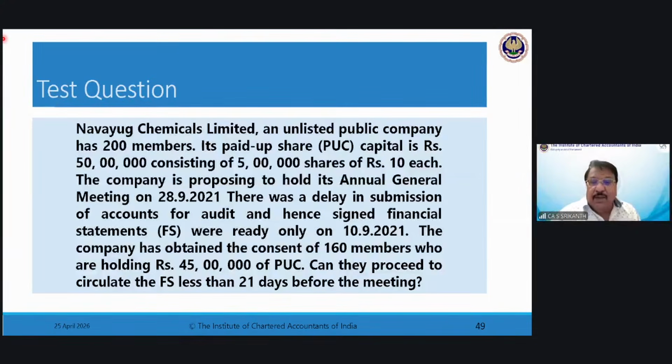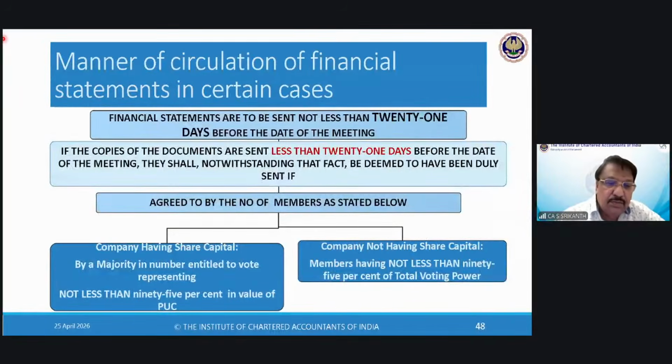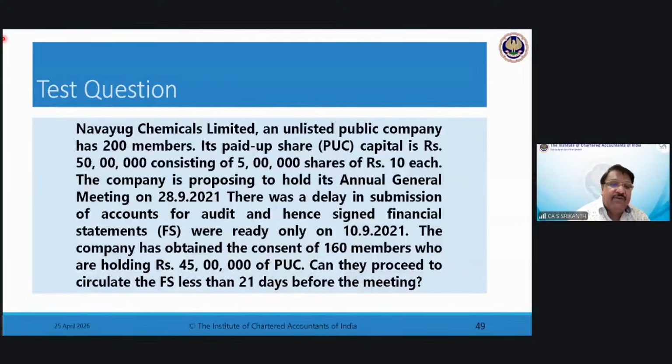Let us see if any answers are coming. You can try. If you want, I can show you this also. A majority in number entitled to vote representing not less than 95% in value. Let us see. Only one person has responded. Pawanji was jumping the gun. 90%. So they cannot proceed. 95%. Okay. Good. Fantastic.